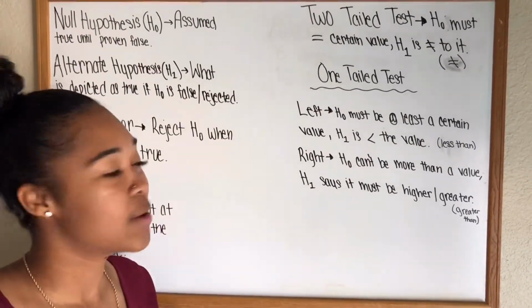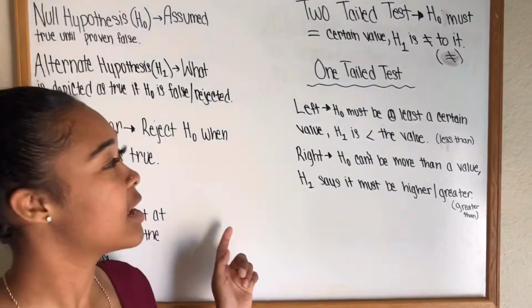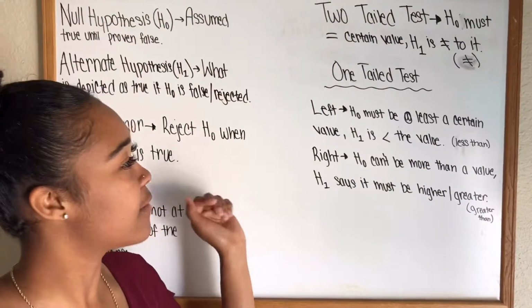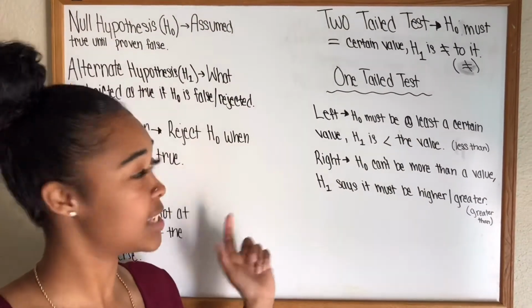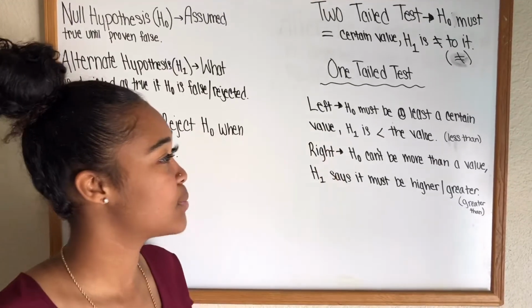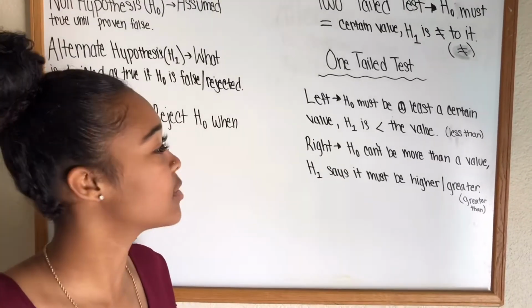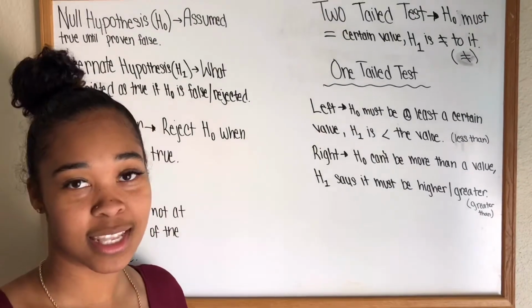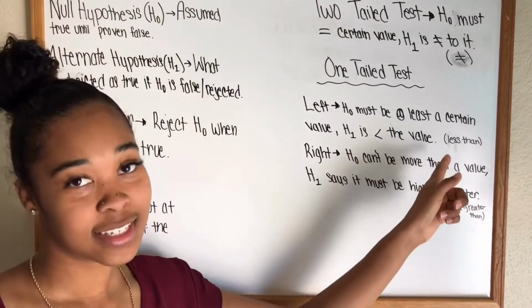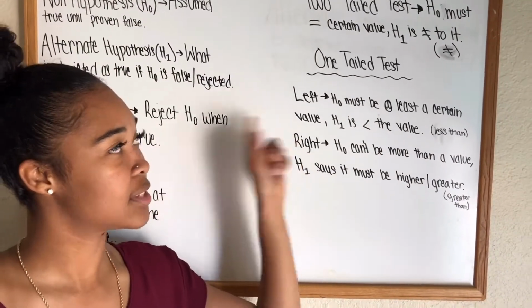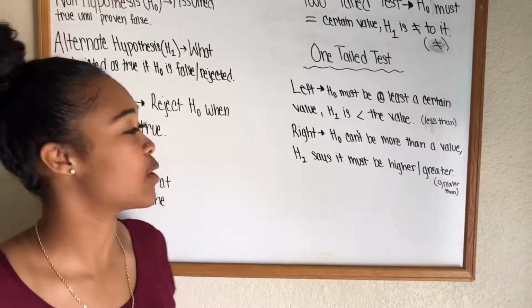Okay, and now we have the one-tailed test. We have a left and a right. So in order to determine if you have a left, to use the left one-tailed test, the null hypothesis must be at least a certain value where the alternative hypothesis is less than the value. So when you have a less than sign, that's when you want to use the left one-tailed test. That's when you can determine that.